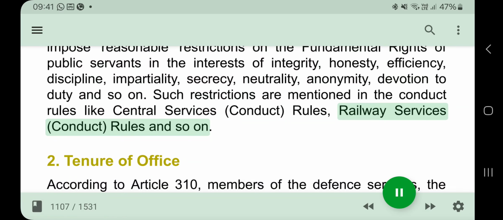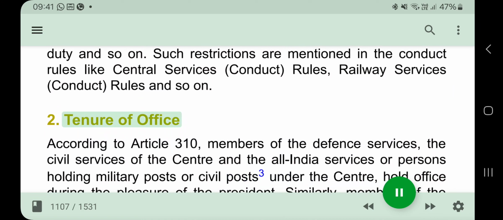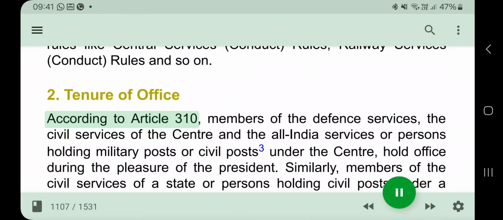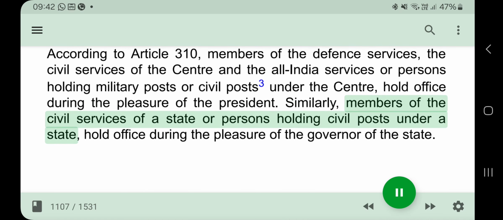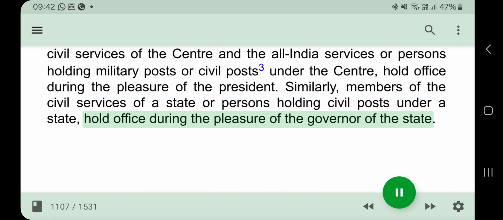2. Tenure of office. According to Article 310, members of the defence services, the civil services of the centre and the All India services or persons holding military posts or civil posts under the centre, hold office during the pleasure of the President. Similarly, members of the civil services of a state or persons holding civil posts under a state hold office during the pleasure of the governor of the state.